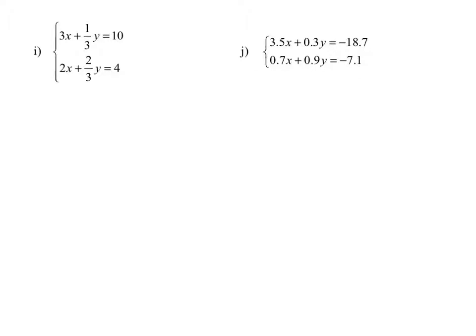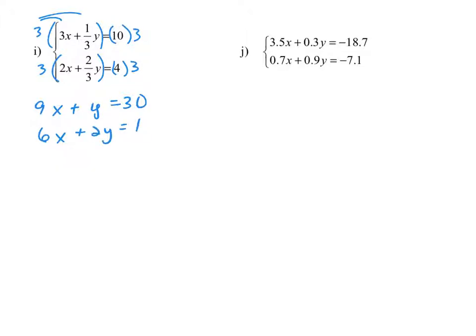So we can multiply the whole first equation by 3 on both the left side and the right side. Whole second equation by 3 as well on the left side and the right side. And then when we distribute that 3, we get 9x plus 3 times a third is just 1y. 9x plus y is equal to 30. And in the second equation, 3 times 2x gives us 6x. And then 3 times 2/3 gives us 2y, and then 12. So now we have a system of equations without any fractions.